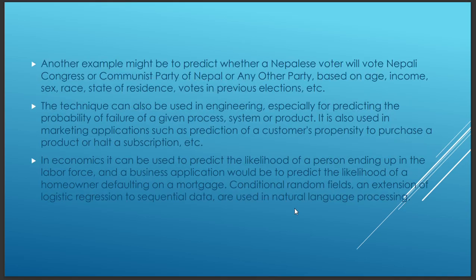Another example might be to predict whether a Nepali voter will vote for the Nepali Congress, the Communist Party of Nepal, or another party based on income. The technique can also be used in engineering, especially for predicting the probability of failure of a given system. In economics, it can be used to predict the likelihood of a person ending up in the labor force, and in business applications, to predict the likelihood of a homeowner defaulting on a mortgage. Conditional random fields are an extension of logistic regression.